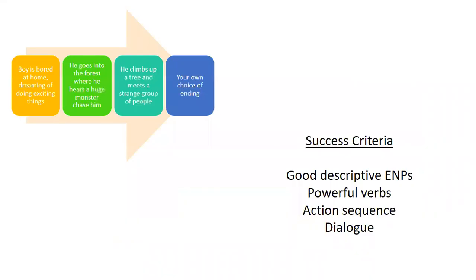So this is what we're looking to put in our work. We've looked at this over the last couple of weeks. We're looking at using some good descriptive expanded noun phrases for description. We're looking at using some powerful verbs we've looked at as well. We're looking at creating some sort of action sequence where Billy's chased by the monster. And then we've got some sort of dialogue where he's talking to these people.